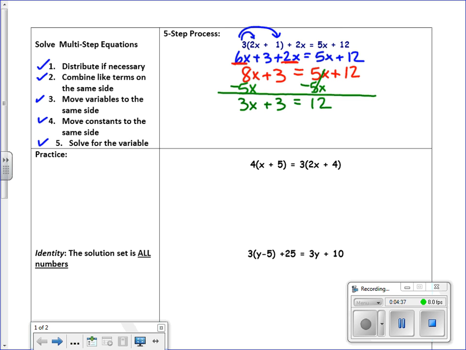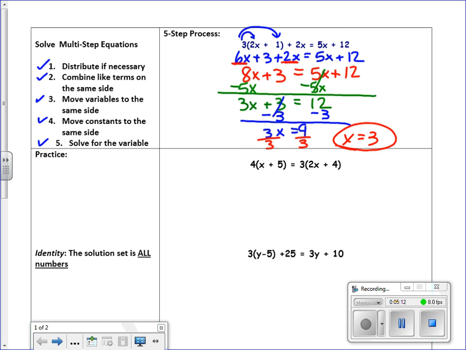Now you can see I have a 2-step equation in front of me, and step 4 says move the constants to the same side. Constants are the numbers that are by themselves. So the 3 is my constant. So I'm going to subtract 3 from both sides. And I'm left with 3x equaling 9. Those guys canceled. And now it says just solve for the variable. So in order to do that, I'm going to divide both sides by 3, and x equals 3.